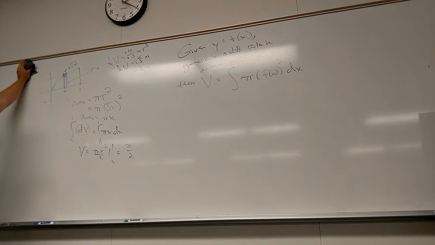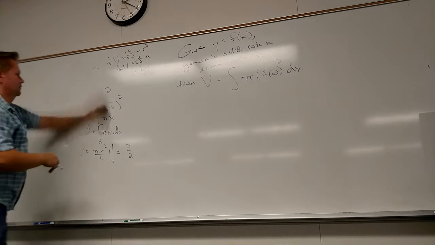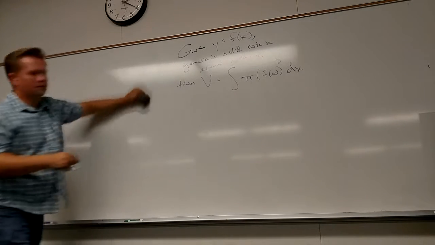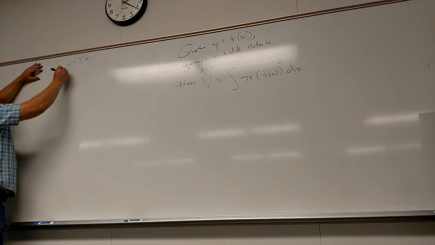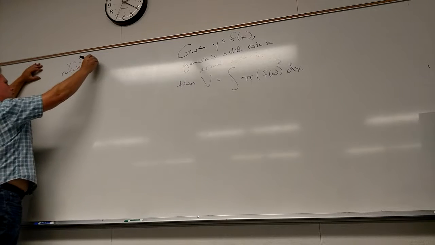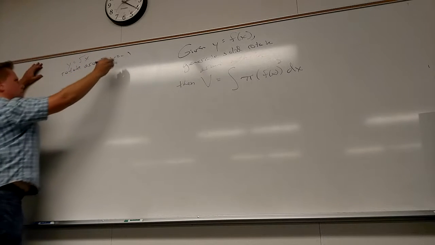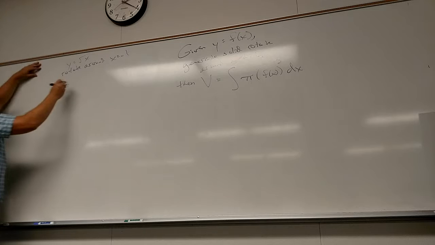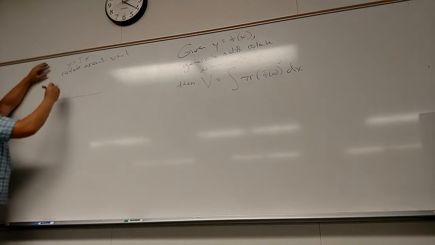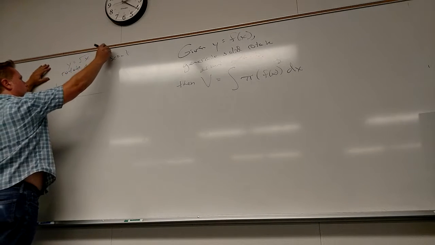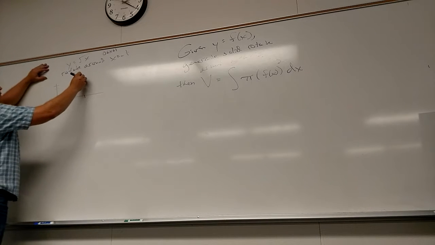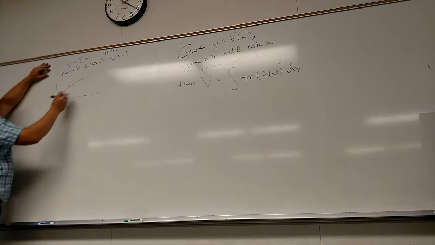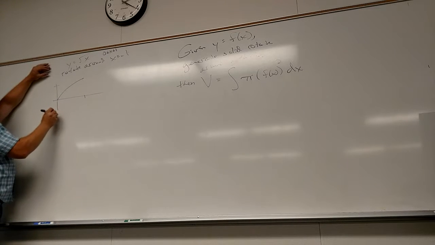Is that going to be too gross? Well, we'll find out. So we have our y equals square root of x. I want to rotate it around x equals -1. And we're going from 0 to 1 still. So now I'm going to rotate it around this line. This is going to be my axis of rotation now.